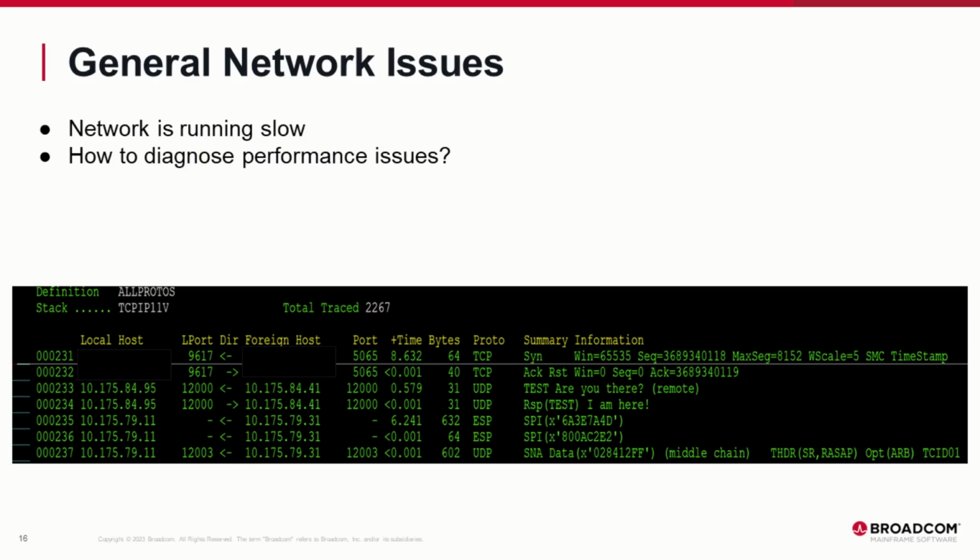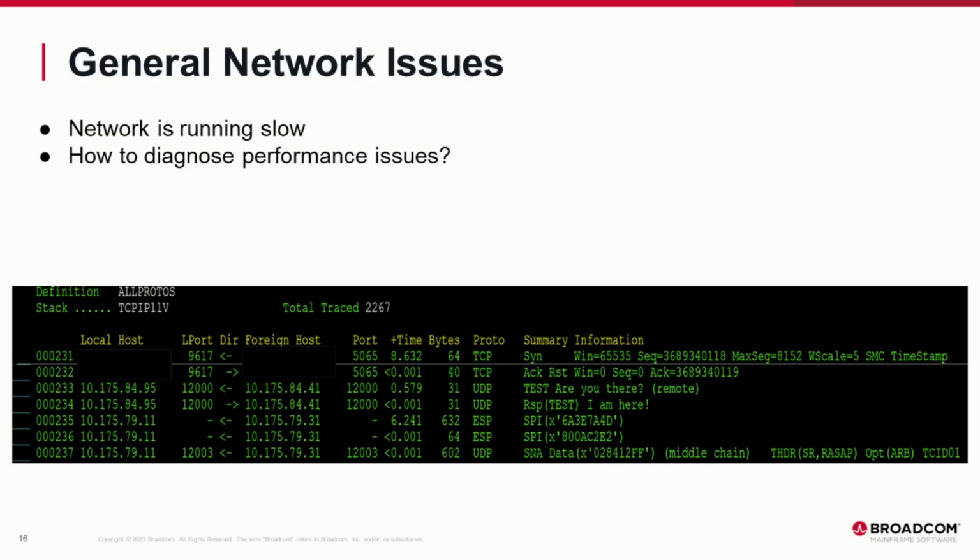You can see in the screen capture right here, just an example where we can see that we have some TCP data, some UDP data, some ESP data, and then as well, we have some SNA traffic as well, right? So it's just a good way to view in general where there might be some problems.